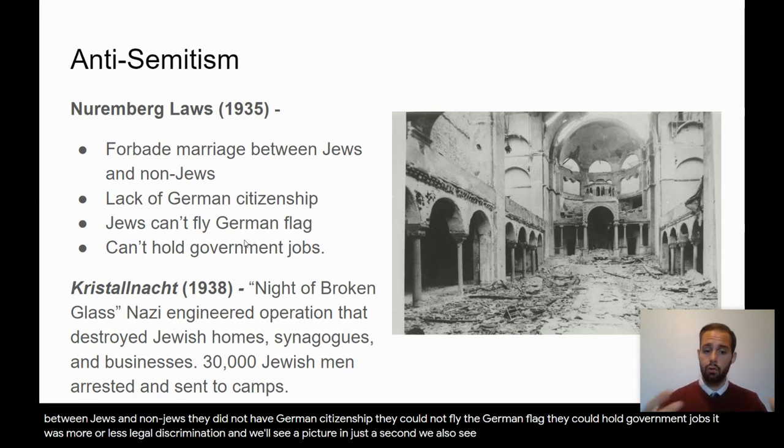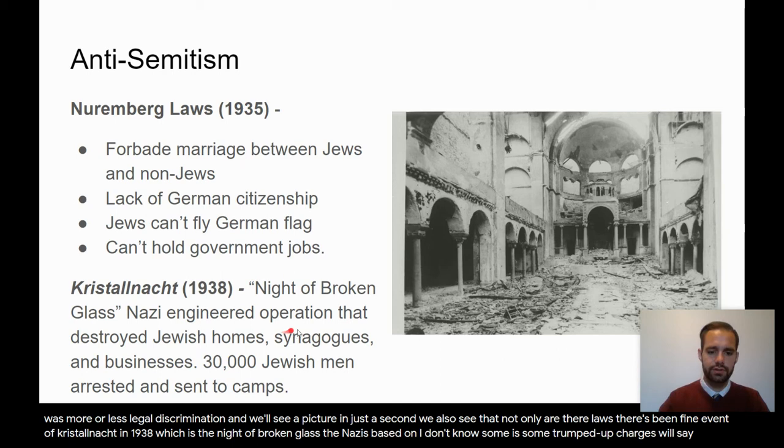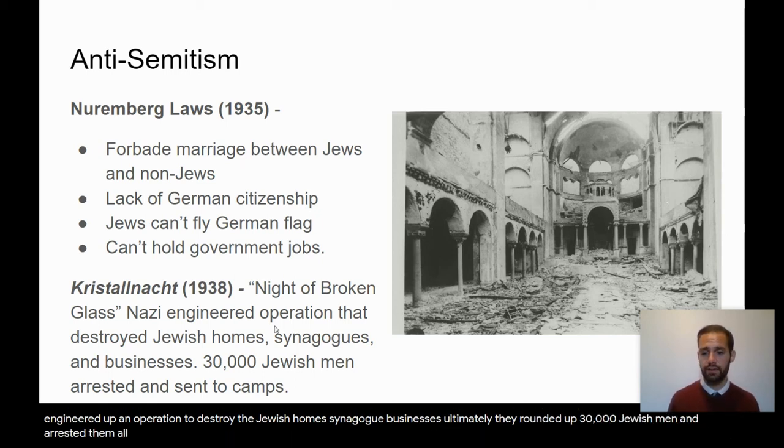We also see that not only are there laws, there's violence against the Jews as well in the event of Kristallnacht in 1938, which is the night of broken glass. The Nazis, based on some trumped up charges, engineered an operation that destroyed Jewish homes, synagogues, and businesses. Ultimately, they rounded up 30,000 Jewish men and arrested them or sent them to camps.